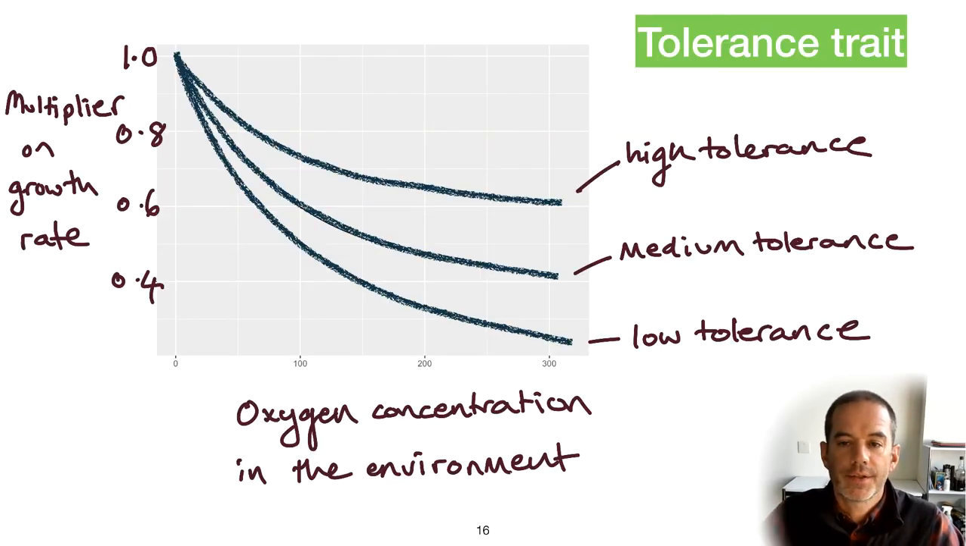In the model, this tolerance is controlled by looking at how the oxygen concentration in the environment affects the growth rate of the organism. So what's the multiplier on the growth rate? And when there's no oxygen present, the multiplier of the growth rate is 1. And when there's more oxygen present, say here, then for this medium tolerance line, we'd get half the growth rate, 0.5. For the low tolerance line, we'd get 0.4, a greater reduction in growth rate. And for the high tolerance line here, we would get a lower reduction in growth rate. That's how the tolerance is implemented in the model.